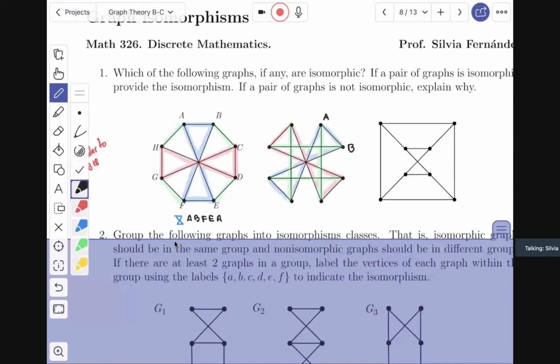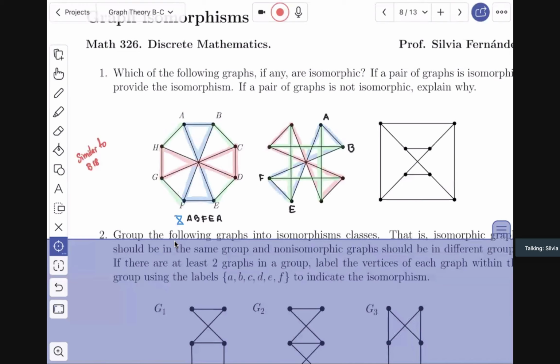So I'm going to label my blue cycle in the other one like that: A, B, F, E, and back to A. In that order. A, B, F, E, A. Just follow the cycle, right?